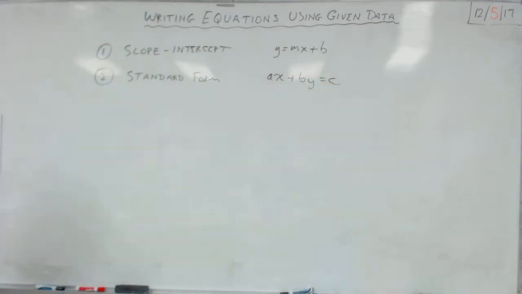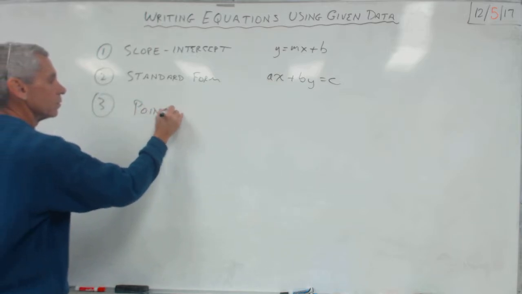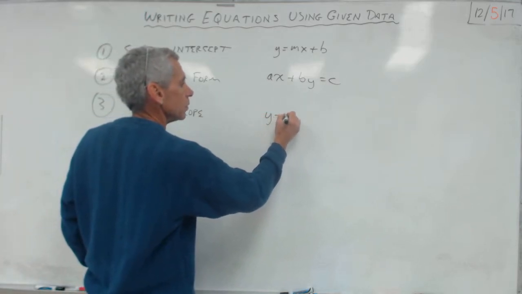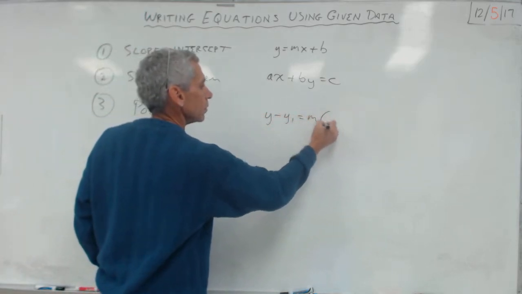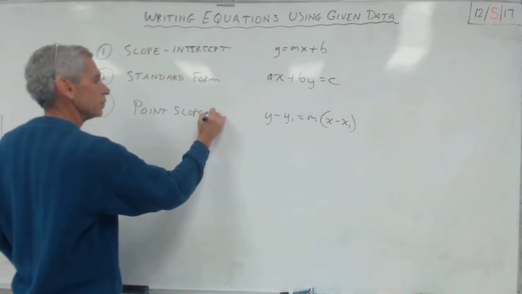And Luke, what's the third one? Point slope form, which is y minus y sub 1 equals m parentheses x minus x sub 1.